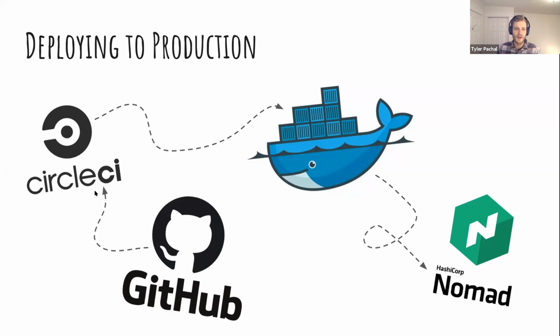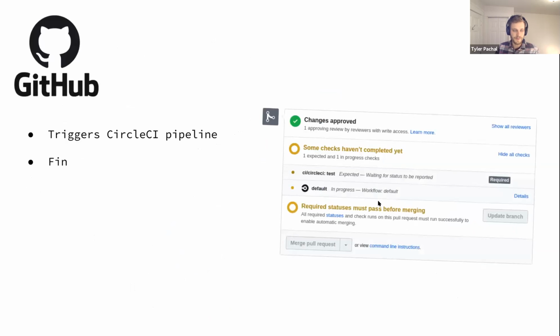We start with GitHub. GitHub's going to send some webhook to CircleCI. CircleCI is going to make a Docker image, and that's eventually going to run on Nomad. And Nomad is our container orchestrator. It's like a competitor to Kubernetes, I guess. I've never used Kubernetes, but I've used Mesos and Nomad. Cool. So step one, GitHub.